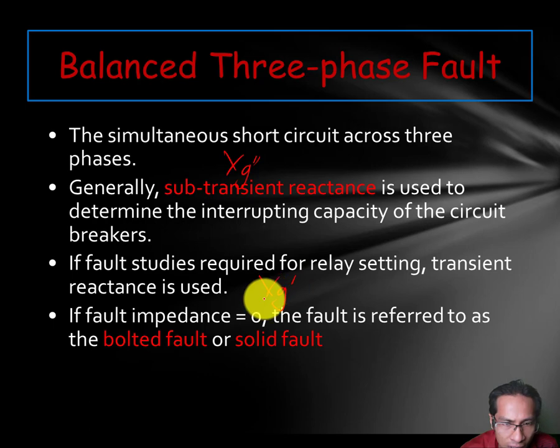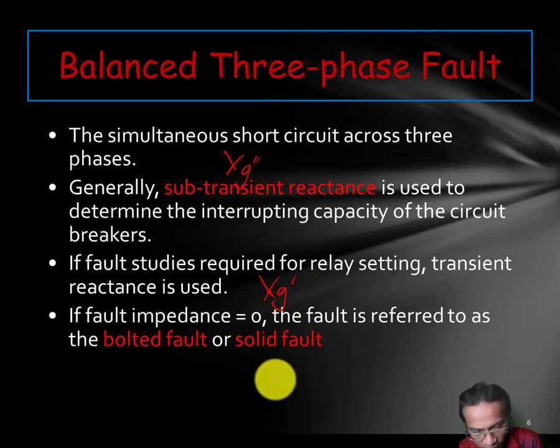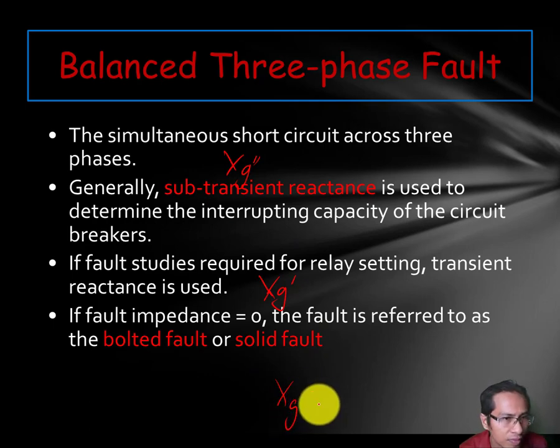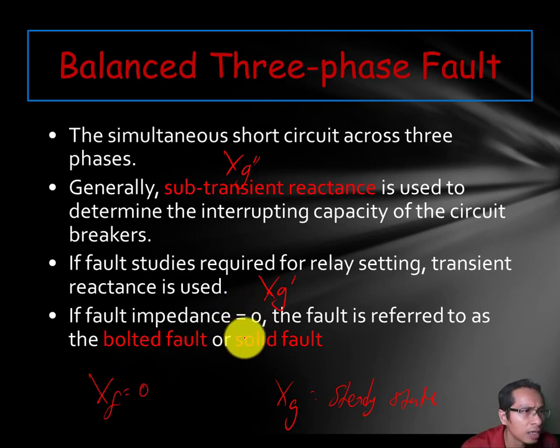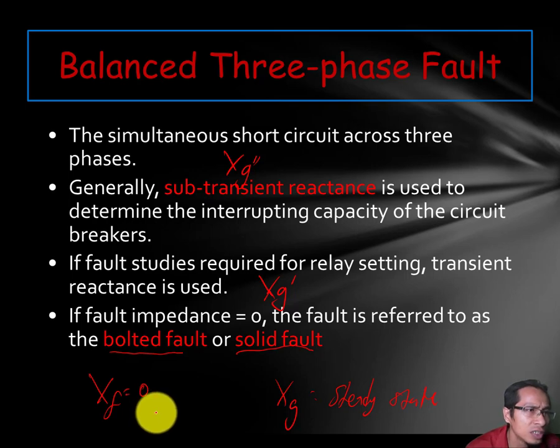This is maybe new for you, because previously we only used Xg for generator, steady state reactance. If fault impedance is equal to 0, let's say this X fault equal to 0, we call it a bolted fault, or sometimes a solid fault. That means X fault is equal to 0. There is no impedance when the fault occurs.